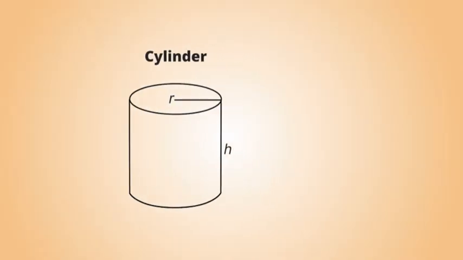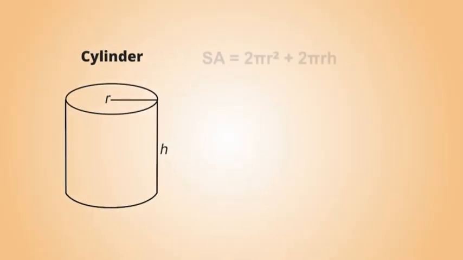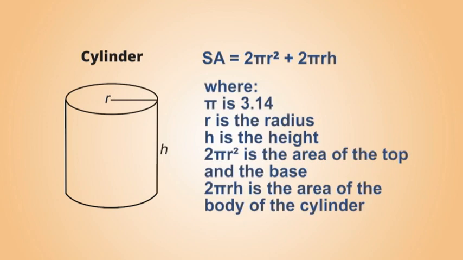Cylinder. To get the surface area of a cylinder, we use the formula SA equals 2 pi r squared plus 2 pi r h, where pi is 3.14, r is the radius of the top or bottom circle of the cylinder, and h is the height. The first addend, 2 pi r squared, represents the area of the top and the base, while 2 pi r h is the area of the body of the cylinder.